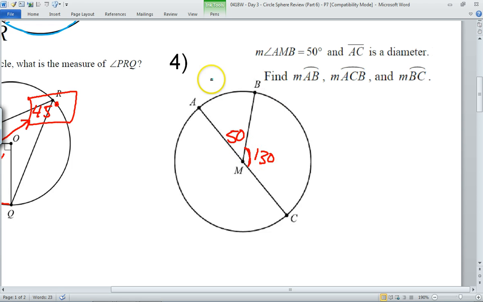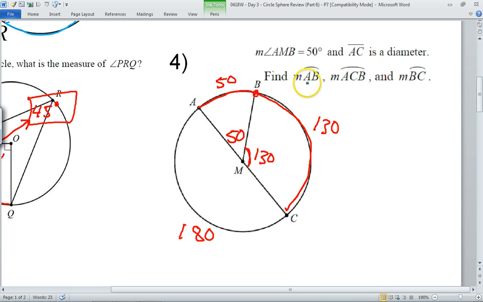So that's 130. That means, what about the arcs? What's this arc AB going to be? That's going to be 50. What about this arc over here? Yeah, the arcs and the angles are the same when they're at the center. So that's 50, and this is 130. What about this arc around the backside? 180. Yeah, that's a semicircle. So boom, 180, semicircle. So between those 3 numbers, we should be able to answer all the questions.